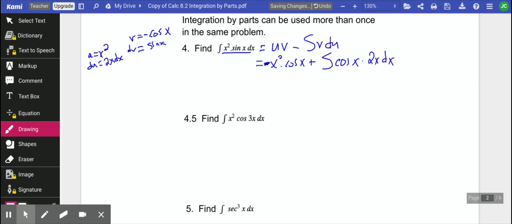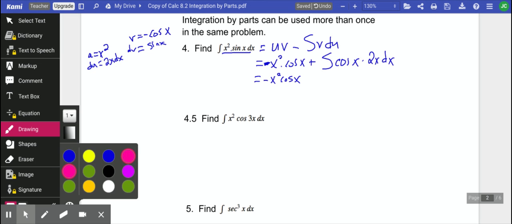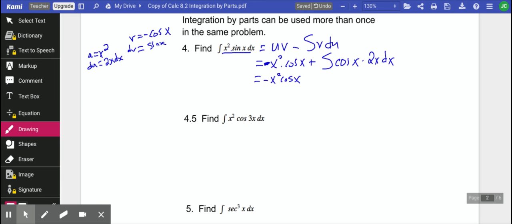Okay, so this is a great start, but you'll see in this integral over here, cosine x times 2x dx, we still can't integrate that because that's another product. So we're going to use integration by parts again. Now, this first part is fine. You can just leave that alone. We'll switch to pink here. So in this part, we're going to do another uv minus integral v du.